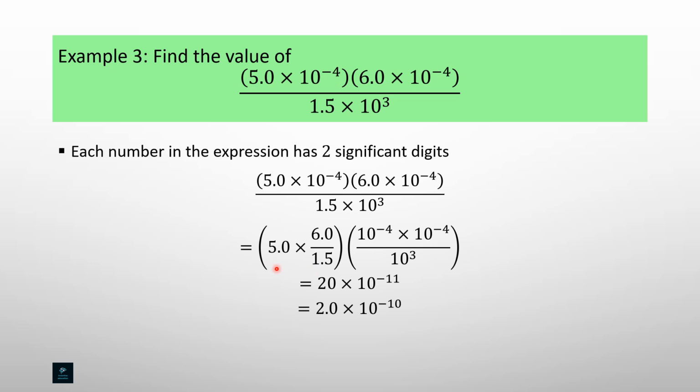Arithmetic operation on base terms gives result 20 and exponent terms gives 10 to the power minus 11. Therefore, the value of this expression is 2.0 times 10 to the power minus 10.